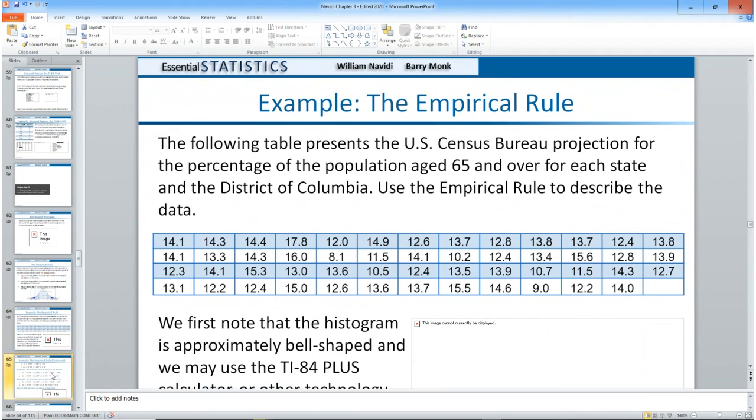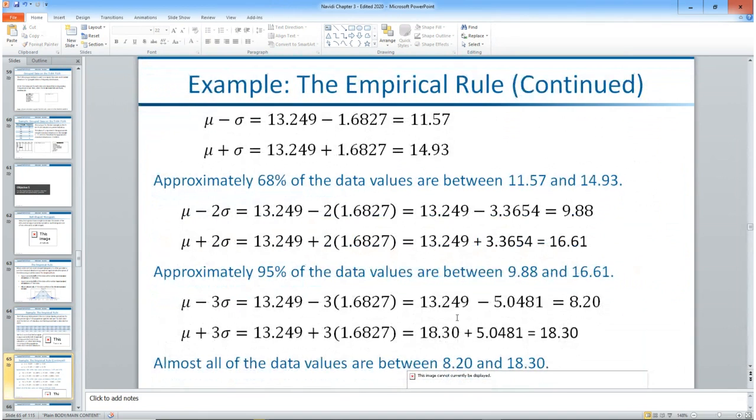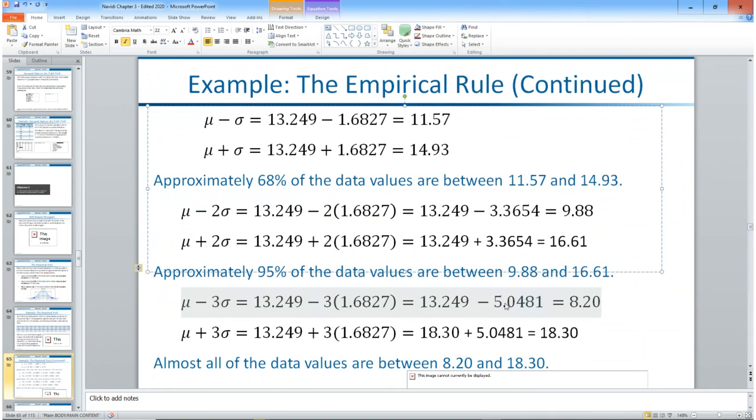And then if you go 3 standard deviations, so 3 times 1.6827 is just a little bit more than 5. So subtracting 5.0481 from 13.29 gives you 8.2.